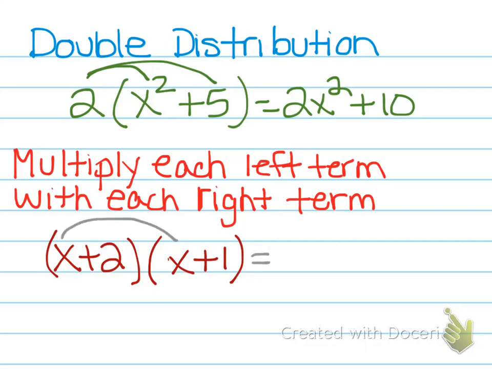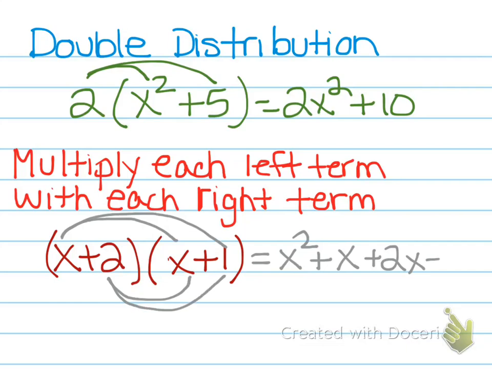X times x gives you x squared. Then x times 1 gives you 1x. Then 2 times x gives you 2x. And finally, 2 times 1 gives you 2. The only thing you have to do now is combine like terms right here in the middle. So your final answer is going to be x squared plus 3x plus 2.